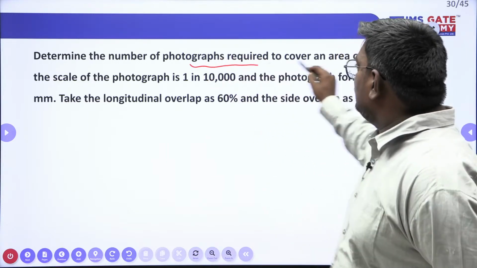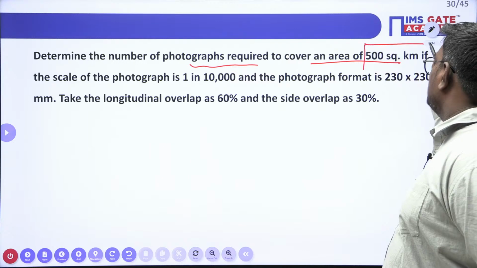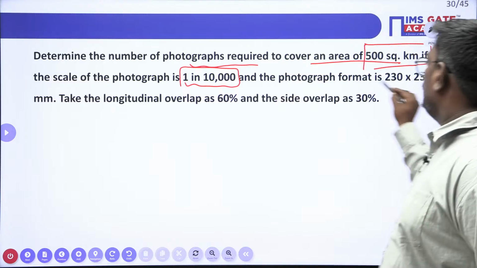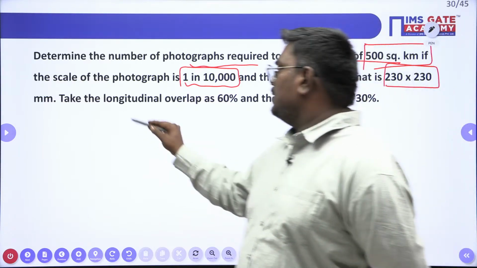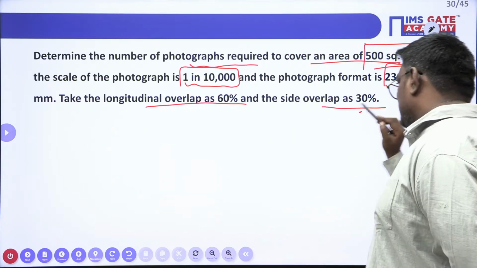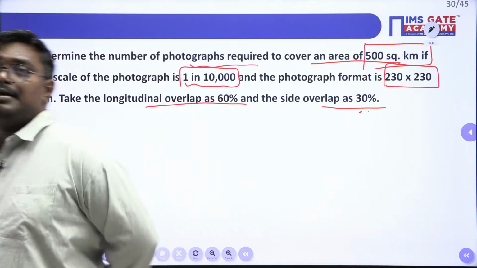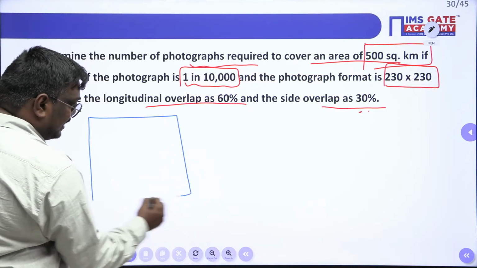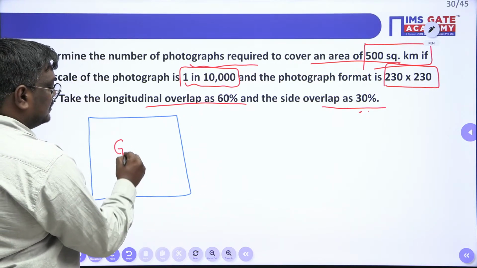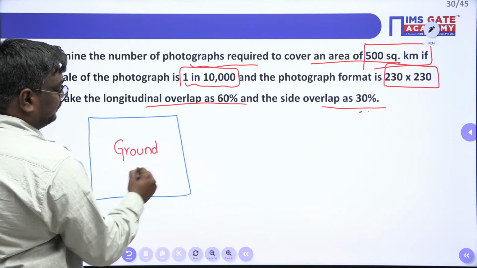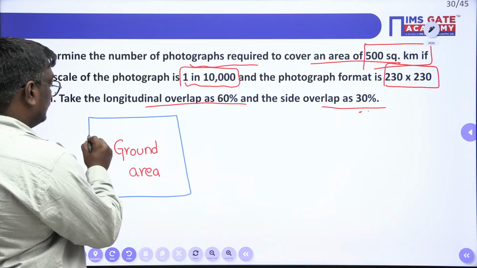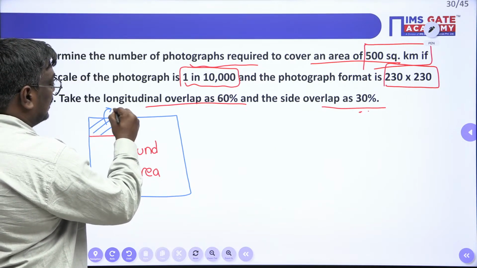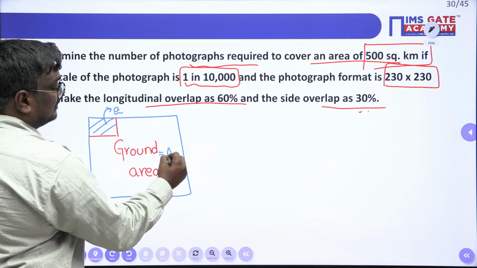Determine the number of photographs required to cover an area of 500 square kilometers with a photo scale of 1 in 10,000 and the photo format size of 230 mm. Take the longitudinal overlap as 60% and the side overlap as 30%. Now, my dear students, here there is another important concept. If I consider this as the ground area, and this small a as the area of each photo, and this as the ground area.